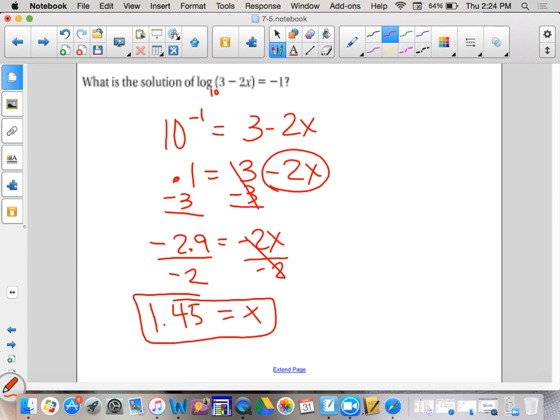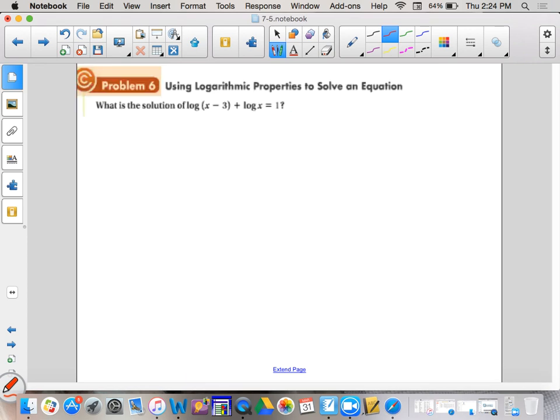What if I gave you a problem that had 2 logs in it? Now we have log(x - 3) + log x = 1. Now we have to get this problem to where it's a single logarithm. Right now it's an expanded logarithm. We need to make it a single logarithm.